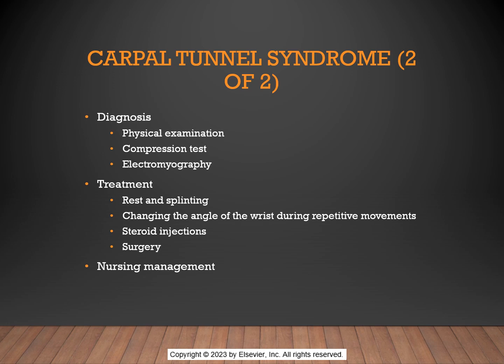Diagnosis is by physical examination, a compression test, and possibly electromyography to rule out other causes of symptoms. Treatment by rest, splinting, changing the angle of the wrist during repetitive movements, or steroid injection could solve the problem. Surgical decompression of the median nerve by transection of the carpal ligament is performed, typically as an outpatient procedure.